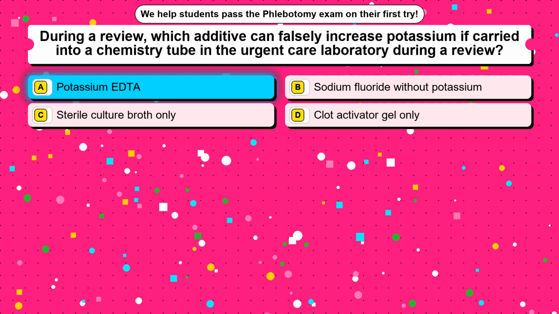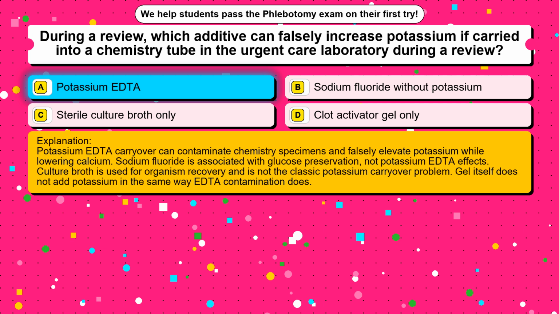Potassium EDTA. Potassium EDTA carryover can contaminate chemistry specimens and falsely elevate potassium while lowering calcium. Sodium fluoride is associated with glucose preservation, not potassium EDTA effects. Culture broth is used for organism recovery and is not the classic potassium carryover problem. Gel itself does not add potassium in the same way EDTA contamination does.